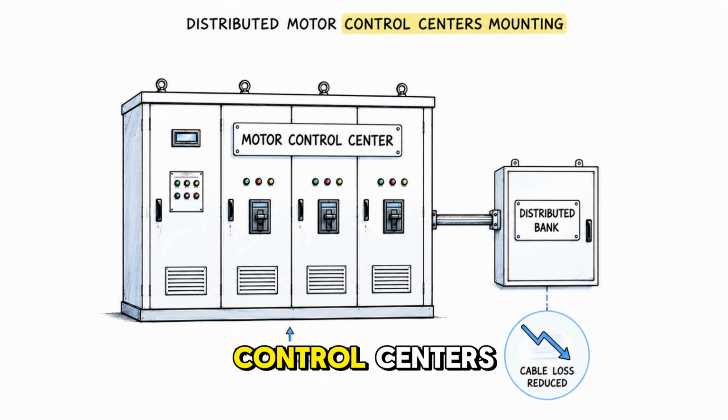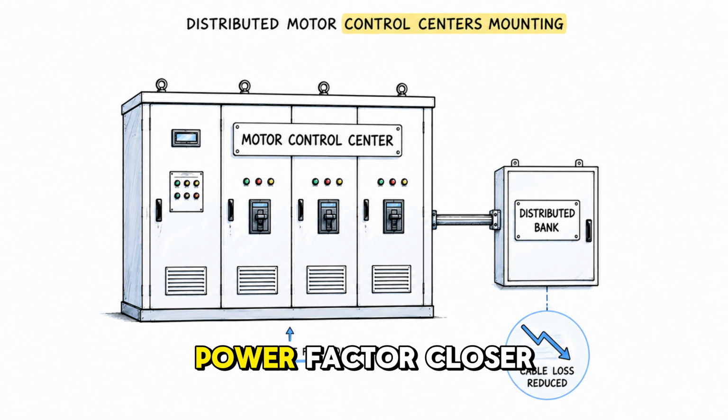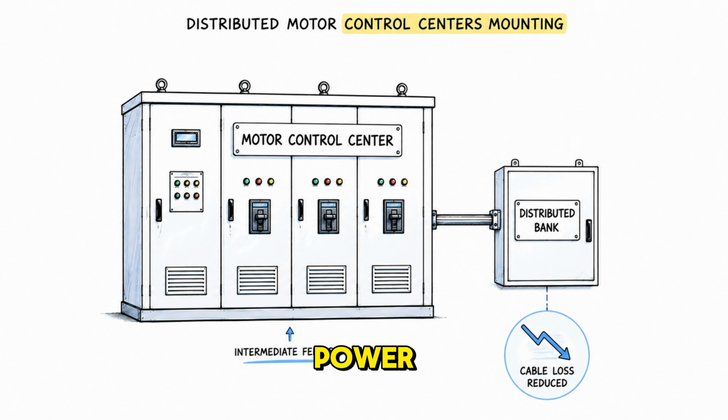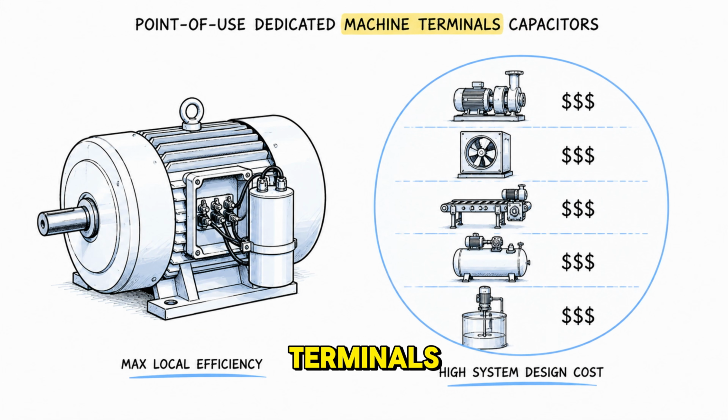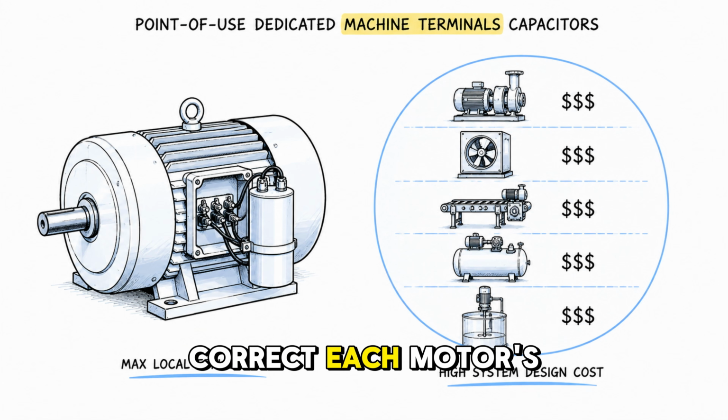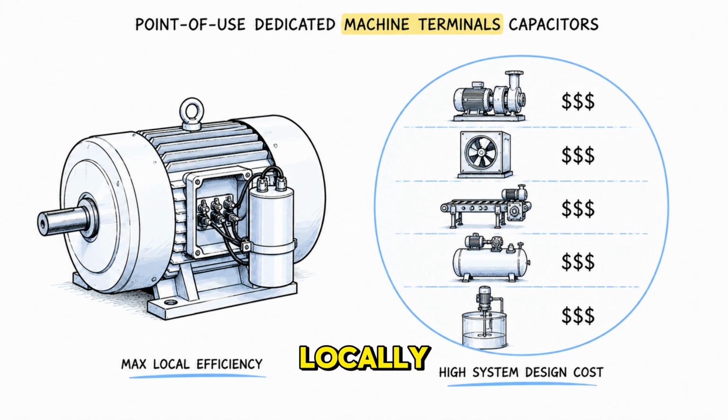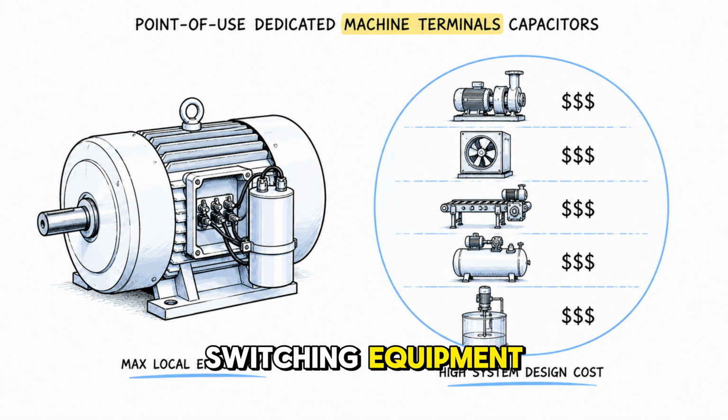At individual motor control centers, a distributed bank corrects power factor closer to the source of reactive power, reducing internal cable losses as well. At individual motor terminals, dedicated capacitors correct each motor's reactive power completely locally, which is the most effective position but also the most expensive, since every motor needs its own capacitors and switching equipment.